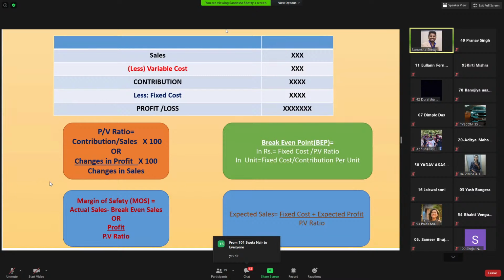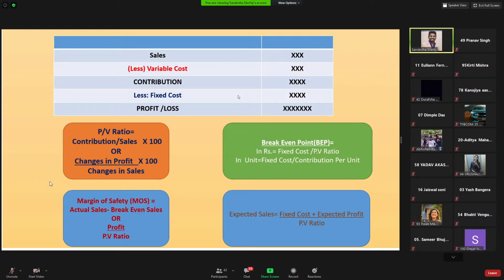Now, dear students, if it is done, please let me start. मैं एक बार आपको explain करके दे देता हूँ. Sales is the first part. Sales minus variable cost, answer is contribution. Less fixed cost, answer is profit. So please understand, this is the whole summary of the problem. Sales less variable cost, you will get contribution.